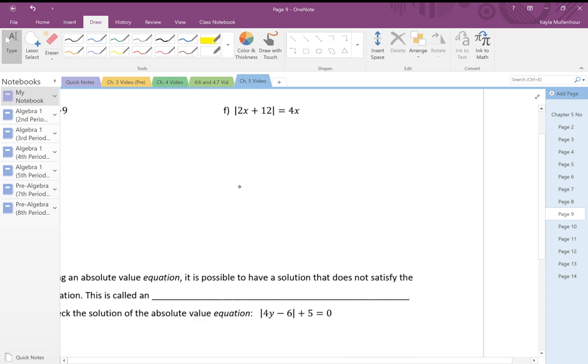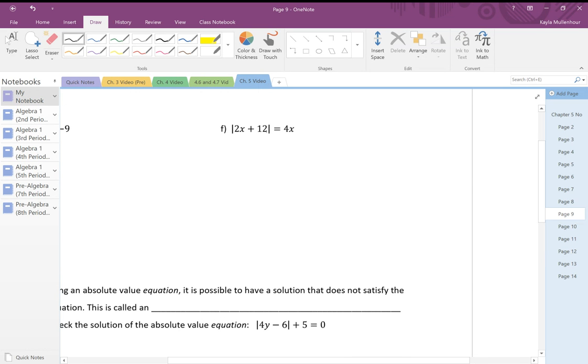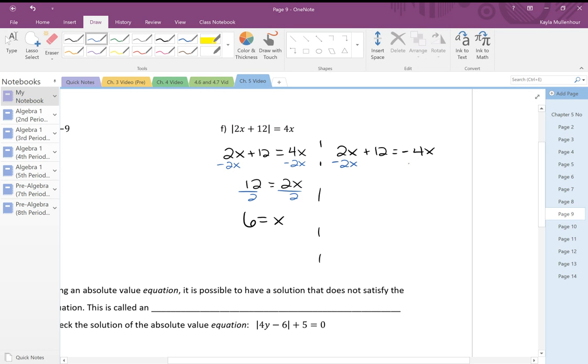Moving on, if I go to example F, I've got the absolute value bars isolated, so I'm going to set up my two equations. 2x plus 12 equals a positive 4x, and then 2x plus 12 equals a negative 4x. And solving for x, if I subtract 2x from both sides, I get 12 equals 2x. Divide both sides by 2, and I get 6 equals x. If I solve the next one, subtract 2x, I get 12 equals negative 6x. Divide both sides by negative 6, and I get negative 2.